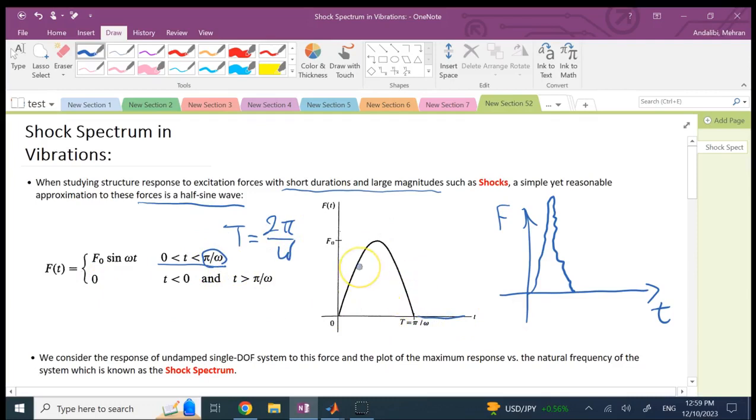Okay, so for example, another example you can see is if you have a car and this car is basically driving over a bump, right? Then this could be another example. So when you pass over a bump, that bump can also be modeled by a half sine function. So we want to see what kind of maximum response you would get.